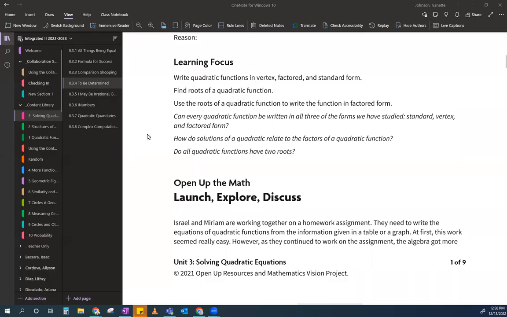All right, so what we're going to do today is finish off 3.4 and then see how you all understand this. So again, we're writing quadratic functions in vertex, factored, and standard form. And we're going to be able to find all the roots of the quadratic, and use roots of a quadratic function to write the function in factored form. And then here are some questions that we have.